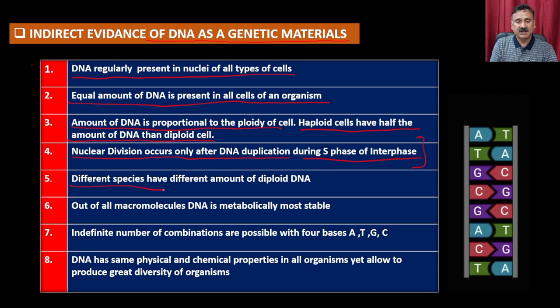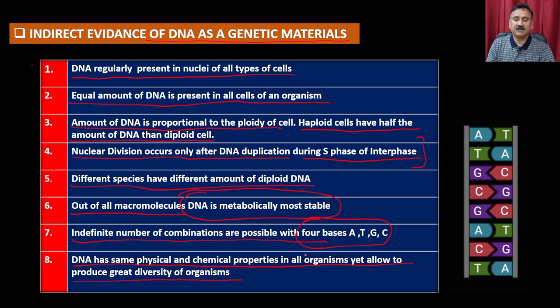Then different species have different amounts of diploid DNA. Out of all macromolecules, DNA is metabolically the most stable molecule, and that is the first criterion, that the genetic material should be very stable. Indefinite numbers of combinations are possible with the four bases, A, T, G, C. DNA has the same physical and chemical properties in all organisms, yet allows the production of great diversity of organisms. So it was clear that DNA is the genetic material, right?